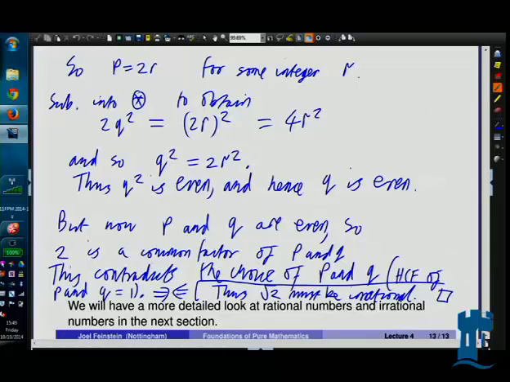Okay, any questions about that, our first significant indirect proof in the module?